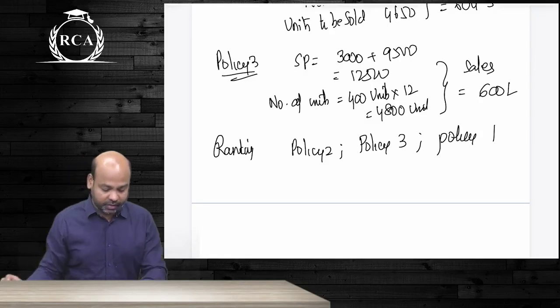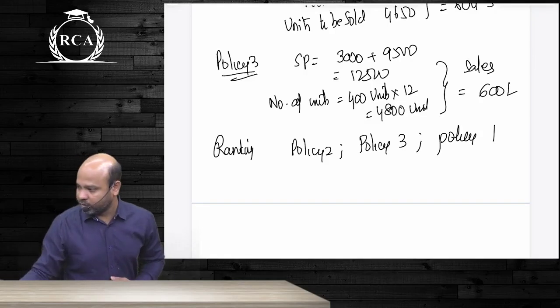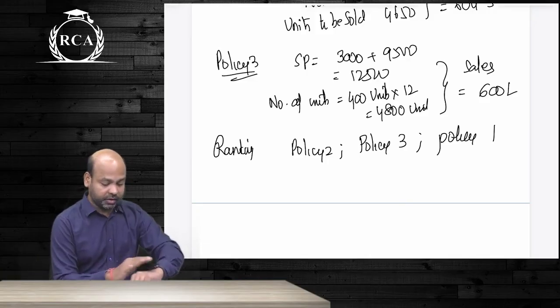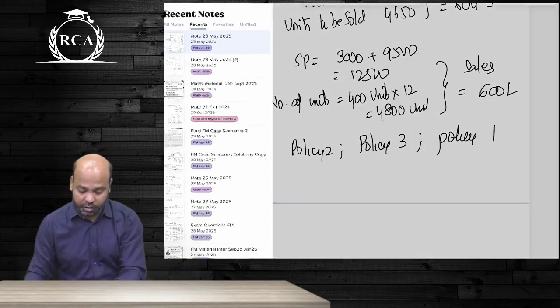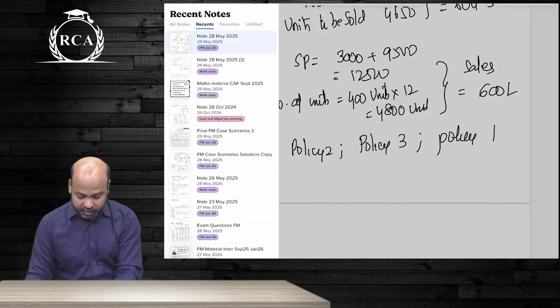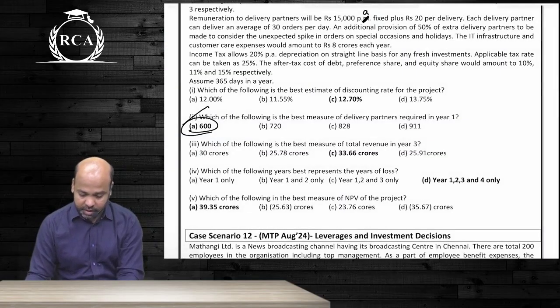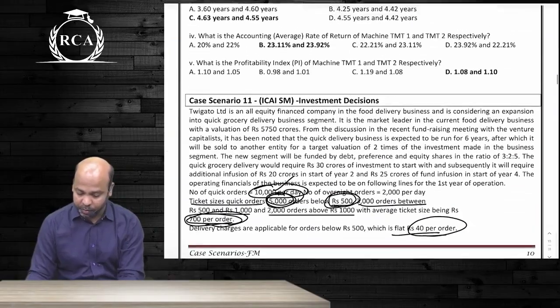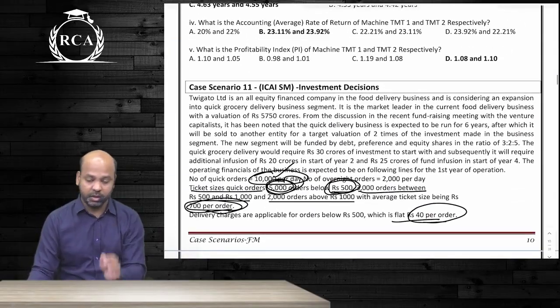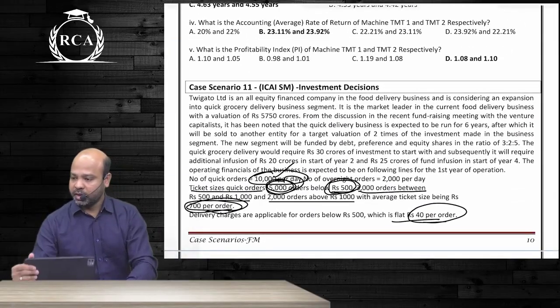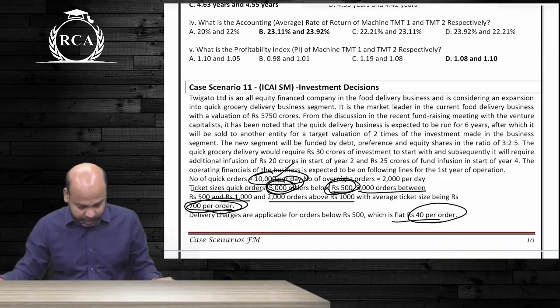All right, guys. Let's continue with the discussion of case scenarios. There was this one case scenario that I've already explained yesterday. We just have to solve it. That's question number 11. I hope you remember the question. It's about delivery partners. Are we clear? Let's solve that bit by bit.